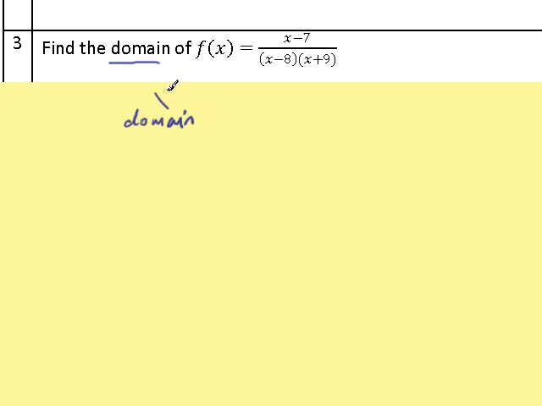sometimes we use the capital letter X for the domain. We can write as follows. The domain is equal to all x values except x cannot be equal to 8 and x cannot be equal to negative 9.